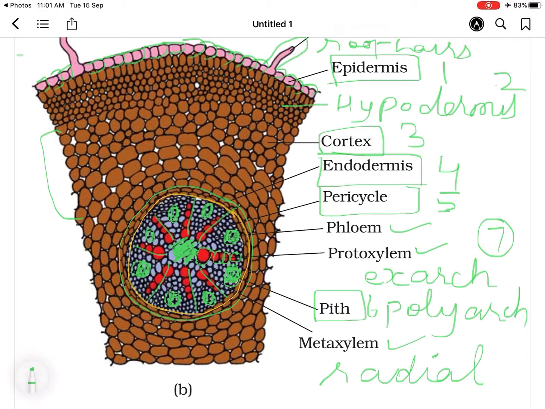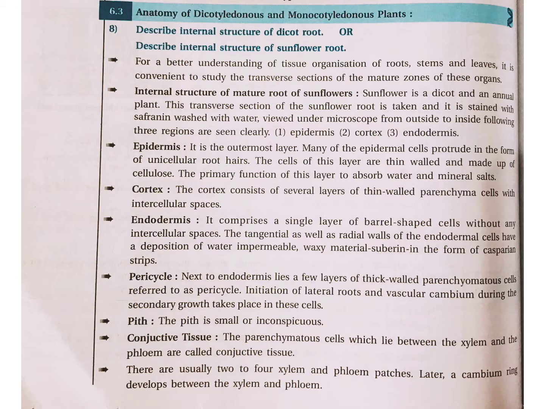So you are supposed to draw this diagram also. Now in this particular slide I have shown you how to write point wise. So here the question is asked, describe internal structure of dicot root, or in another way it can be asked, describe internal structure of sunflower root. So point wise you are supposed to write, right? Like first point is epidermis, then cortex, endodermis, pericycle, pith, and lastly conjunctive tissue.